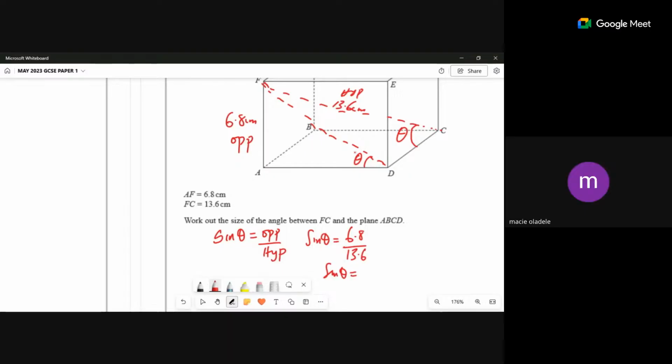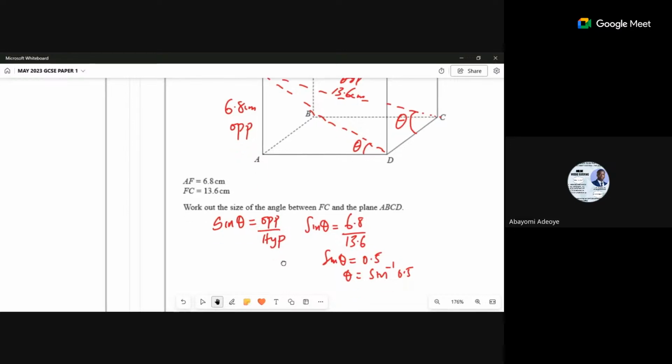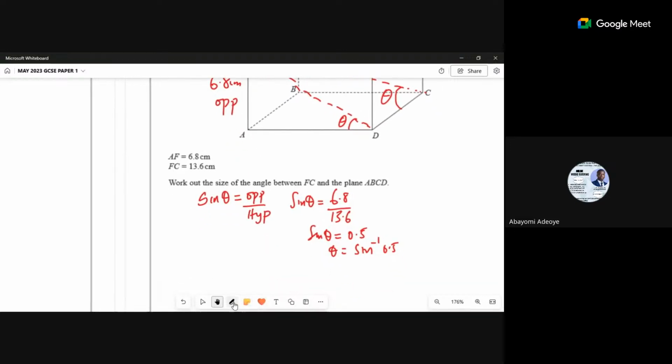Okay. 1 second. I'm almost done. 0.5. So theta equals sine inverse of 0.5, which is 30 degrees.